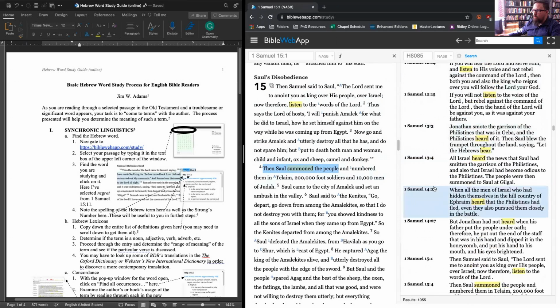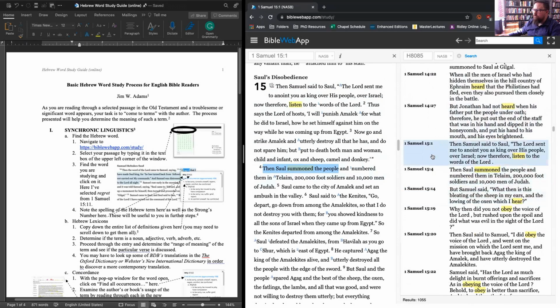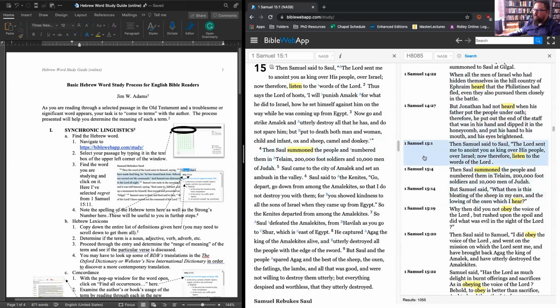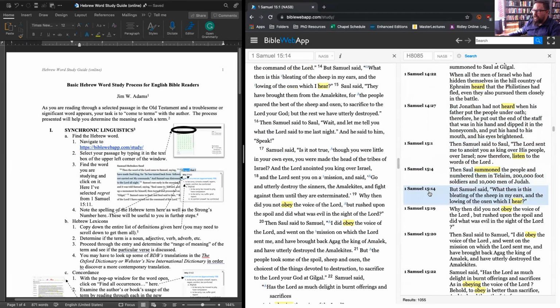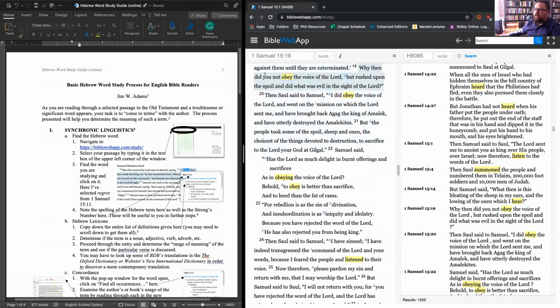So we scroll down to the occurrences in 1 Samuel 15. There's 15:1, there's 15:4. And then further down, we have Samuel saying, but what then is this bleating of the sheep in my ears and the lowing of oxen which I hear? And then why then did you not obey? And obey here is just listen, right? Listen to the voice of the Lord.